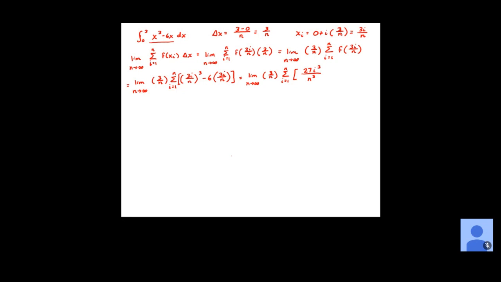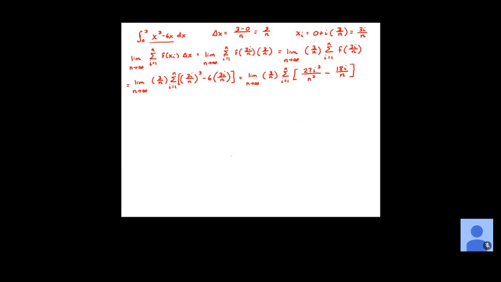Just make sure you're cubing the number and both of those variables when you cube that. All right, now when we multiply 6 times 3i over n, what's that going to give us? Perfect. So 6 times 3 is 18. We keep the i over n. And so that's what we've got inside of our sum now.